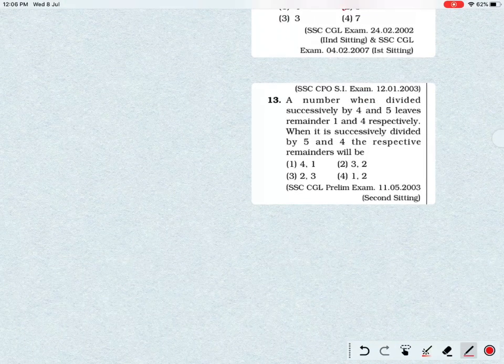A number when divided successively by 4 and 5 leaves remainders 1 and 4 respectively. When it is successively divided by 5 and 4 respectively, the remainders will be? Take a number, it is divided by 4, remainder is 1. Since it is successively divided, the quotient is again divided by 5. That is the meaning of successive division. So the quotient is again divided by 5 and the remainder is said to be 4.